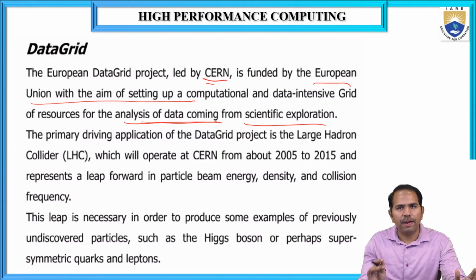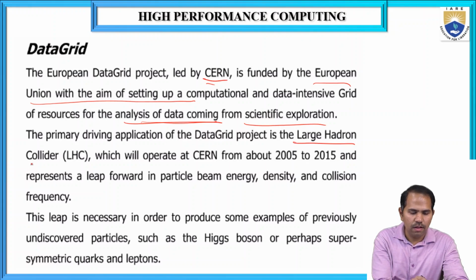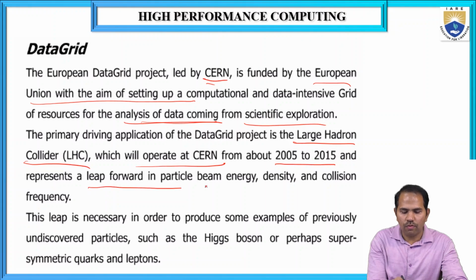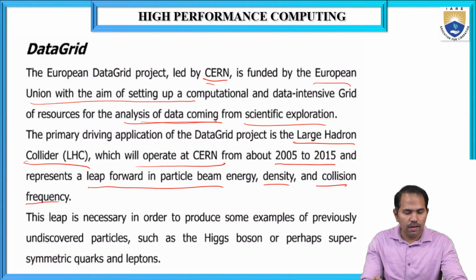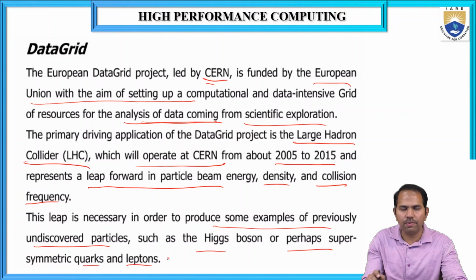The primary driving application for the Data Grid project is the Large Hadron Collider, LHC, which will operate at CERN from about 2005 to 2015 and represents a leap forward in practical beam energy, density, and collision frequency. This leap is necessary in order to produce examples of previously unobserved particles, such as the Higgs boson or perhaps supersymmetric quarks and leptons.